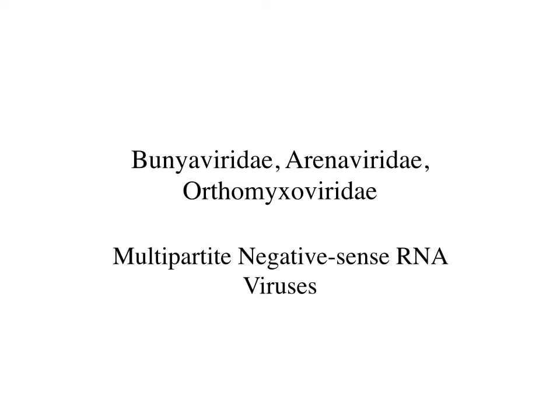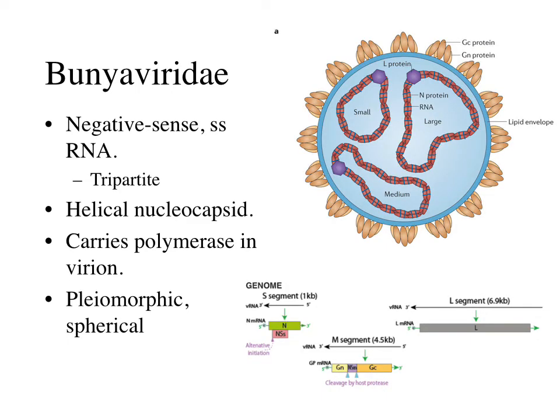In this lecture, we're going to look at three virus families that have multipartite or multiple segmented negative sense RNA genomes. The first family we're going to talk about would be the Bunyaviridae. Members of the family Bunyaviridae infect plants, insects, and vertebrates.